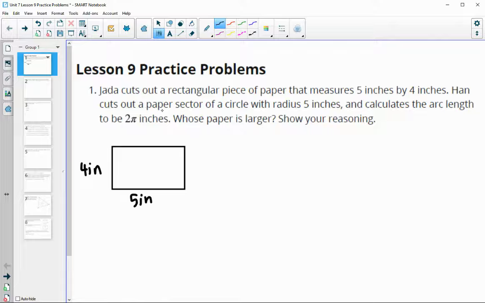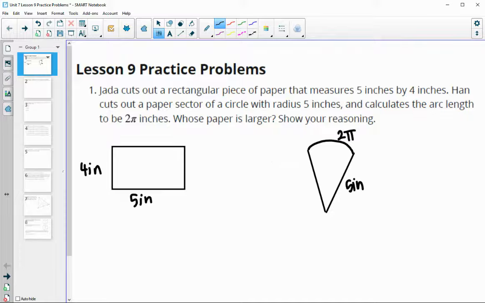And Han cuts out a paper sector of a circle with a radius of 5 inches. Okay, so Han's is going to be like a sector here. And I'm not exactly sure how much it's going to be, but I'm just going to draw a random one. And this radius is 5 inches. And Han calculates the arc length, okay, so this arc right here, to be 2 pi. Whose paper is larger? Show your reasoning.